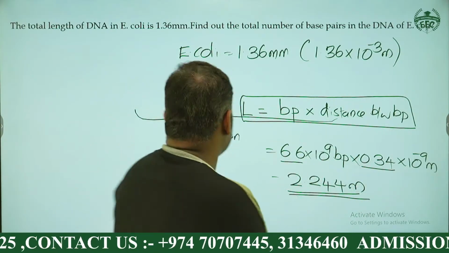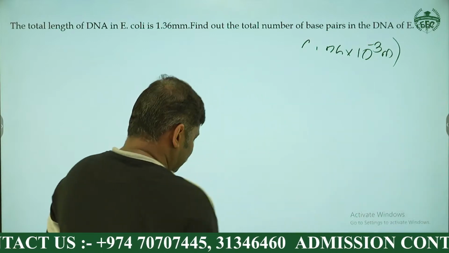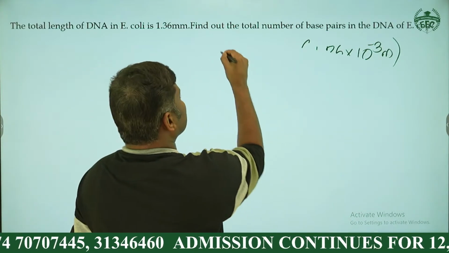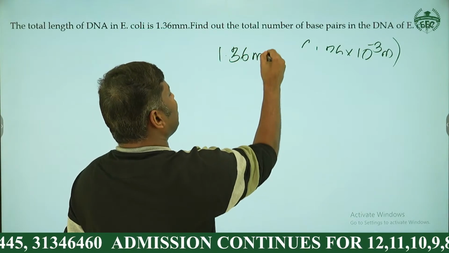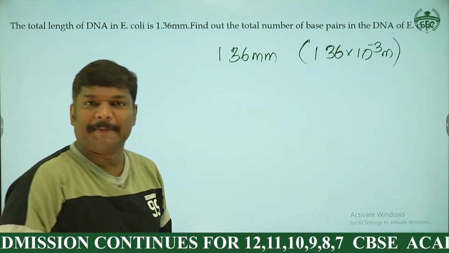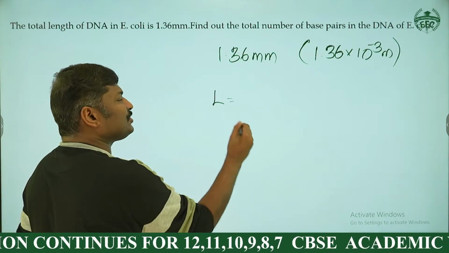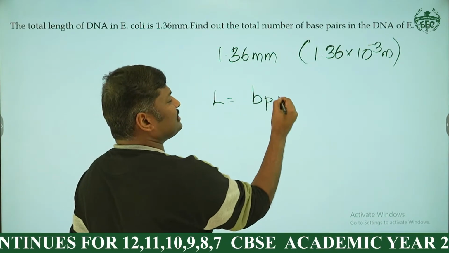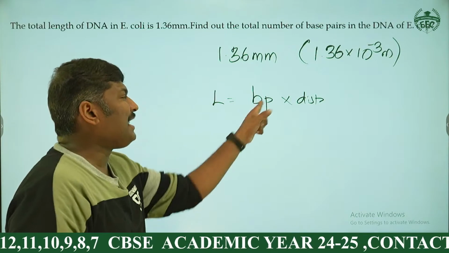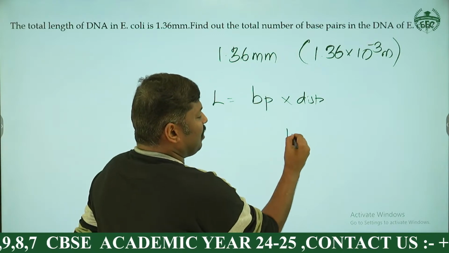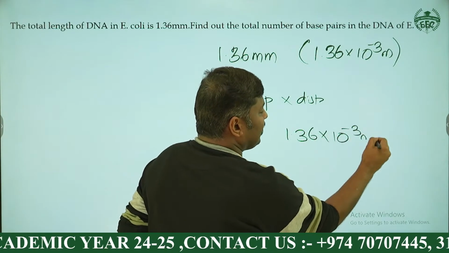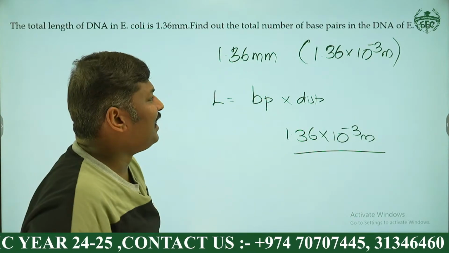Here you can see the total length of DNA. Look at the board, please. It is 1.36 millimeter, equal to 1.36 into 10 raised to minus 3 meter. So here the length is given, my dear student. You have to find out the base pairs. So base pairs into distance. How can we find out the base pairs? What is the length actually? 1.36 into 10 raised to minus 3 divided by, what is the distance actually?